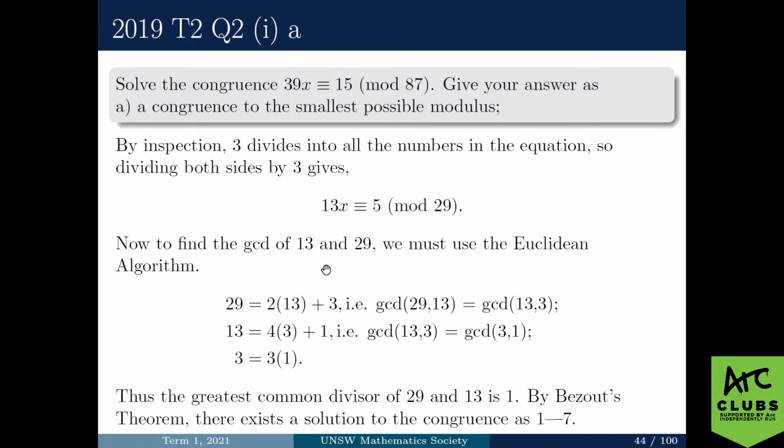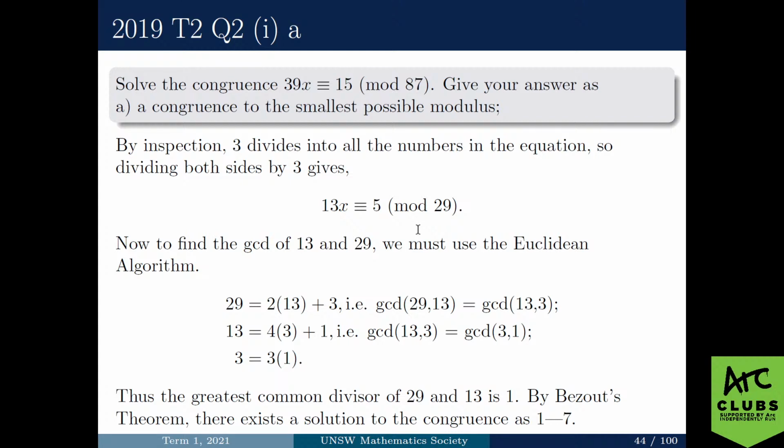Okay, so as we did in the previous question, we found that there is a common divisor between all these numbers, which is 3. So if we divide every number by 3, we get that 13x is equivalent to 5 in modulo 29. And now we want to find the greatest common divisor of 13 and 29, which, can anyone tell me the answer? Oh yeah, cool. Just 1, right?